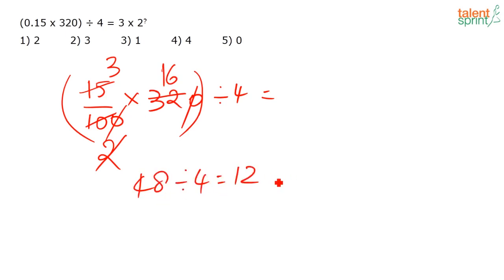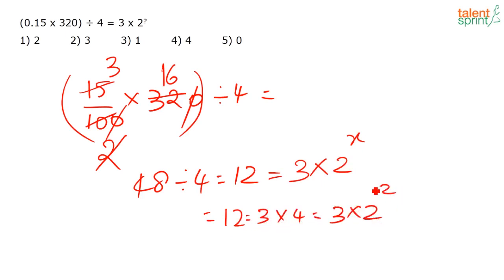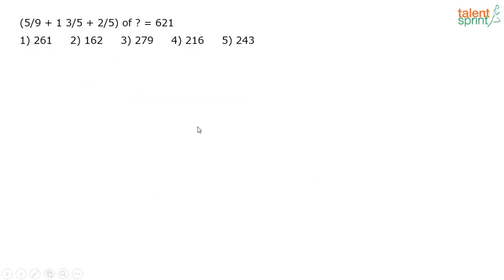On the right hand side, what do you have? You have 12 is equal to 3 into 2 to the power x. What is 12? 12 is equal to 3 into 4, or that is equal to 3 into 2 squared. So what is x? x is going to be 2. I hope it's clear. A very careless mistake that all of us can make here is, because in our mind we first do division and then multiplication, we do 320 divided by 4 first. Don't do that. Always do what is there inside the bracket first. Option 1 is right. Now let's move on to the next question.